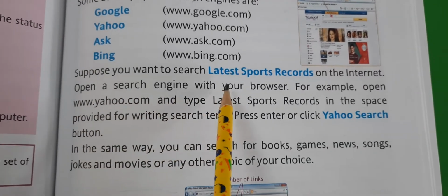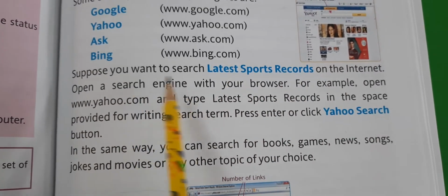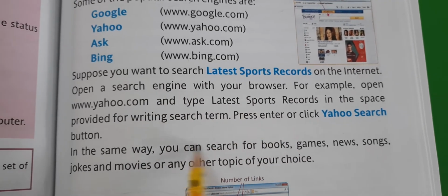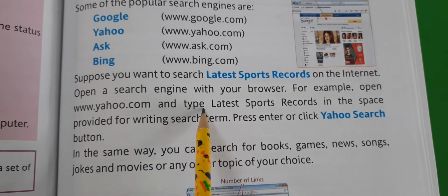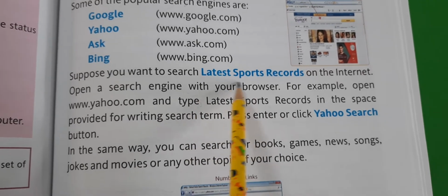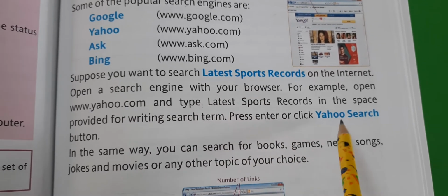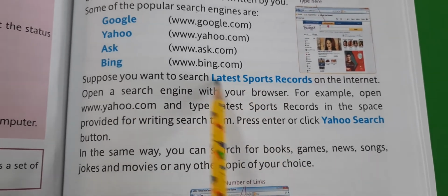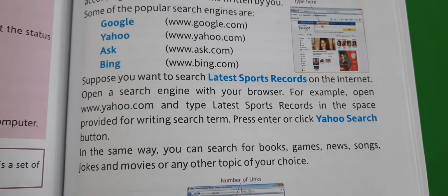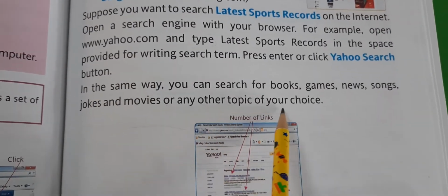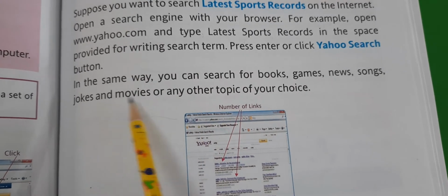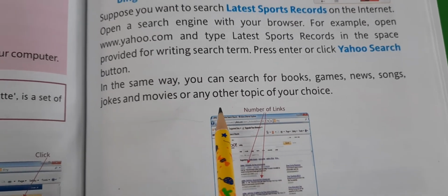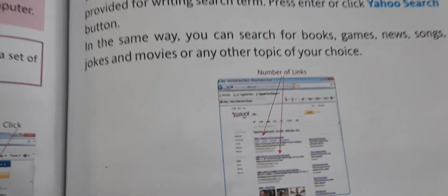Suppose you want to search latest sports research on the internet. Open a search engine with your browser, and then you can do the searching. Then after writing this word, you will press enter or click the Yahoo search button. So this way you can search for this information on the internet using a search engine. In the same way, you can search for books, games, news, songs, jokes and movies, or any other topics of your choice. In this way you can search for any topic that you want.